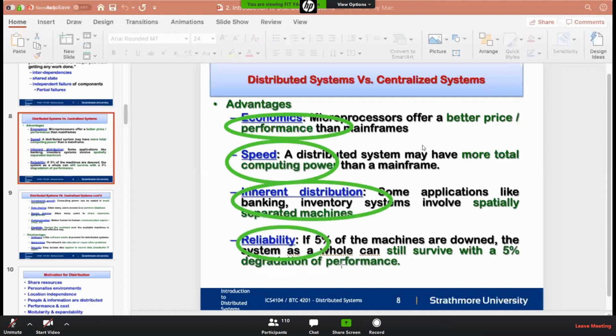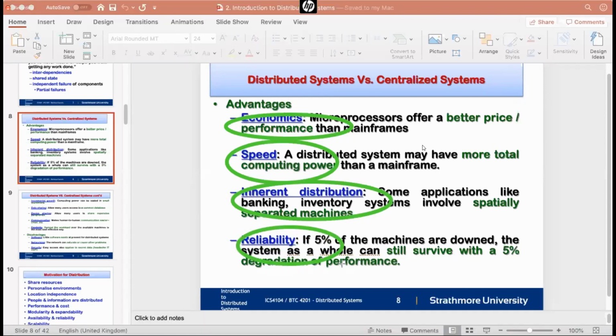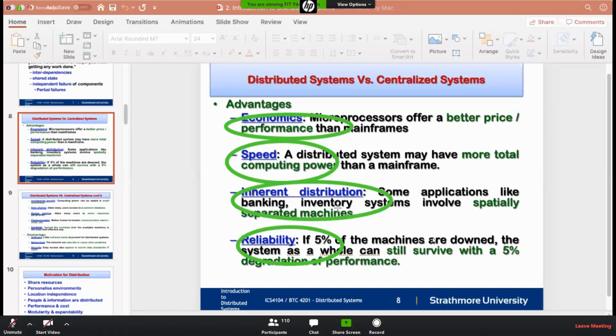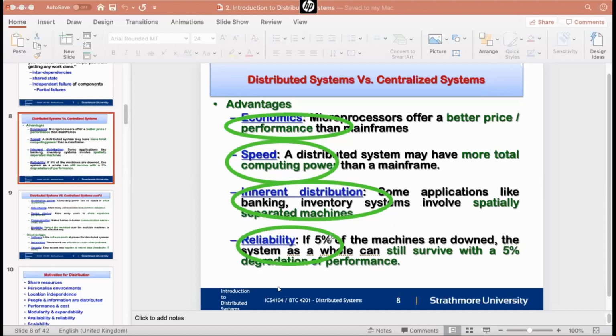Reliability. If you have a mainframe or one server that fails, the whole service can stop. But in this scenario, with a combined effort, the power that we lose is a smaller percentage. So we can still survive with degradation of performance.